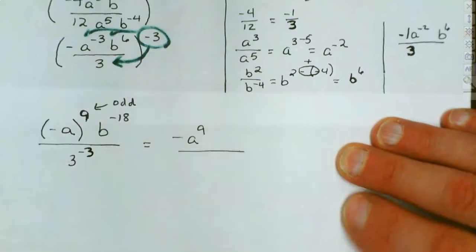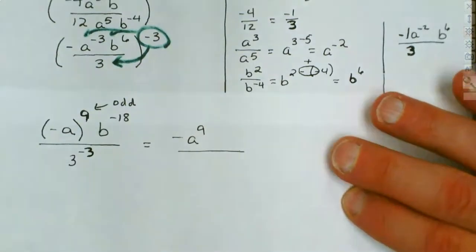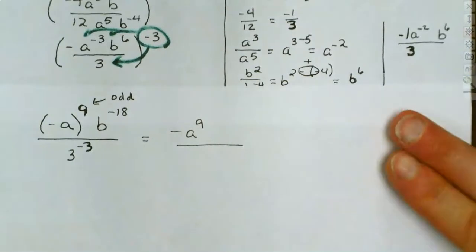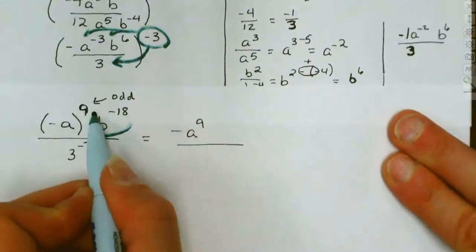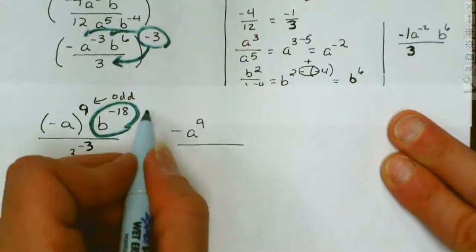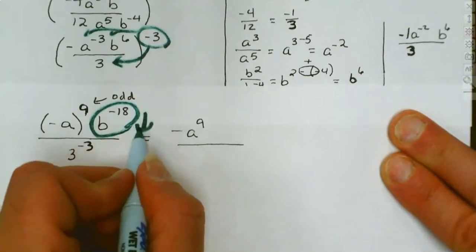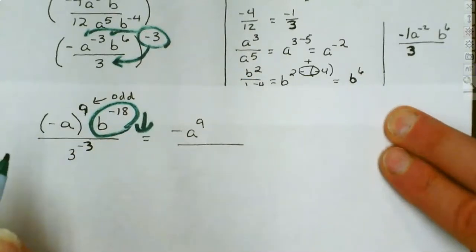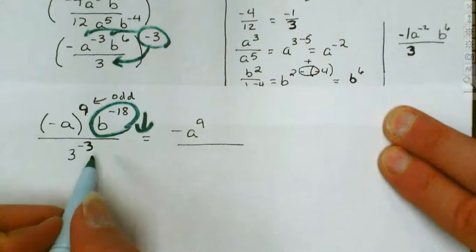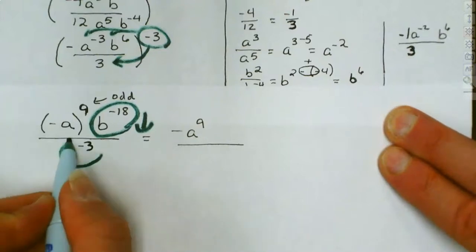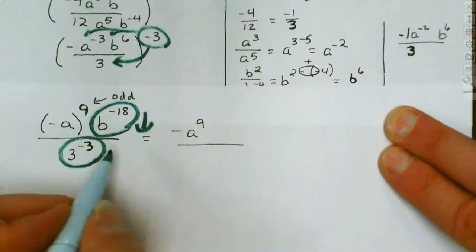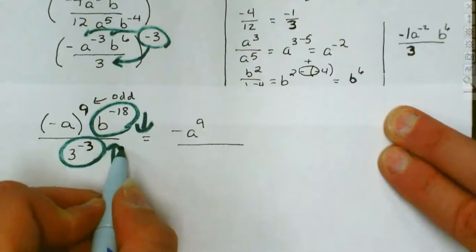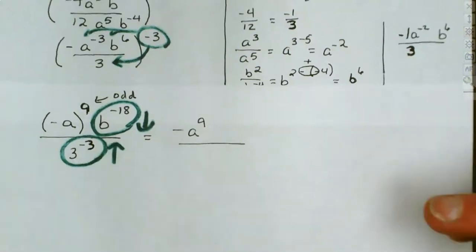What else are we going to do? Well, we've got to move things around so we can break it up. So this b is negative. We do not want negative exponents. So if it's negative on the top, it goes down below. And this 3 is negative. If it's negative below, it comes up to the top.